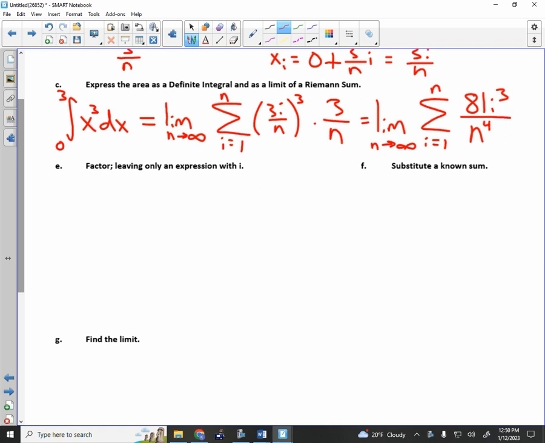Now it says factor leaving an expression with only i. So what we want to do is pull out everything that doesn't have an i in front of this. So we have the limit as n goes to infinity of, Maddie, I think you saw it. What goes in front of that summation? 81 over n to the fourth. Good. From i equals 1 to n. What's the thing that remains on the other side of the sigma? i cubed.